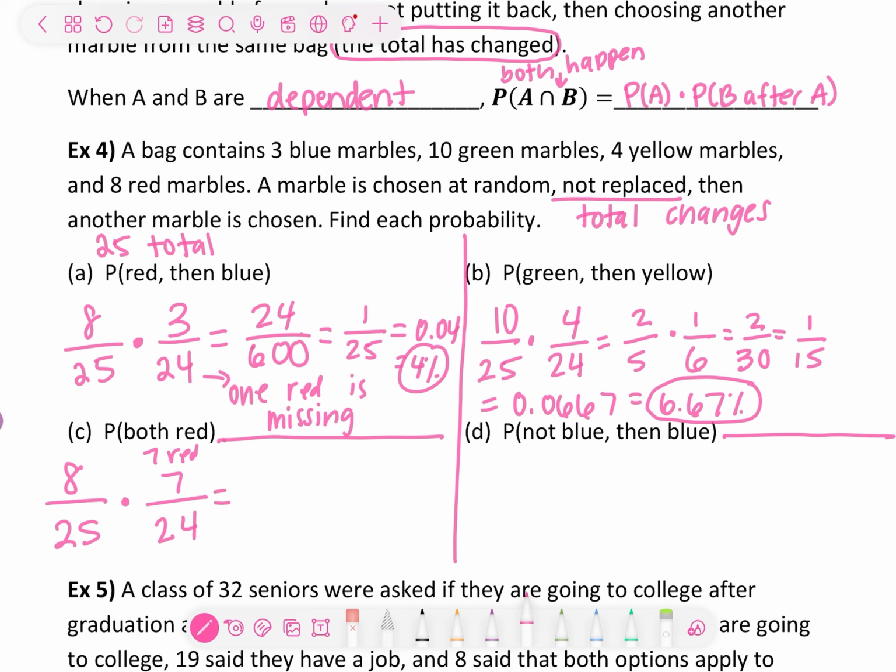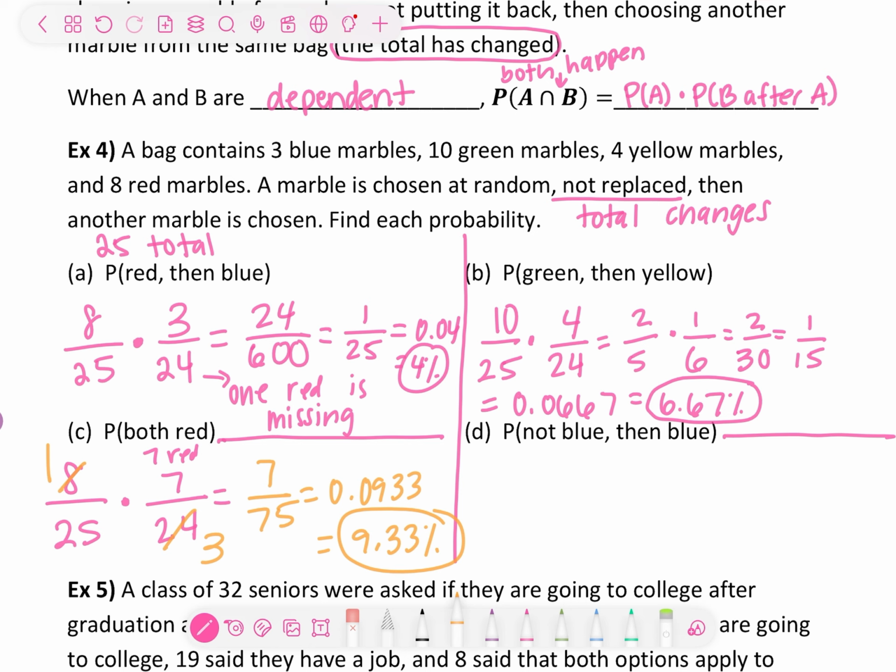Now I can simplify this. I'm going to go ahead and show you how to do that. 8 and 24 have an 8 in common, so I'm going to divide the 8 on top and bottom. That's going to change that to a 1 on top and a 3 on bottom. And now I'm going to multiply those numbers. So 1 times 7 is going to be 7, and 25 times 3 is going to be 75. 7 divided by 75 is going to give me 0.0933, or 9.33% chance of getting both reds.